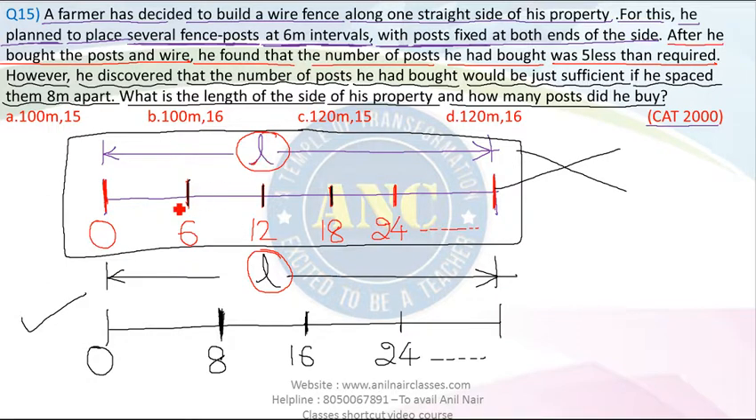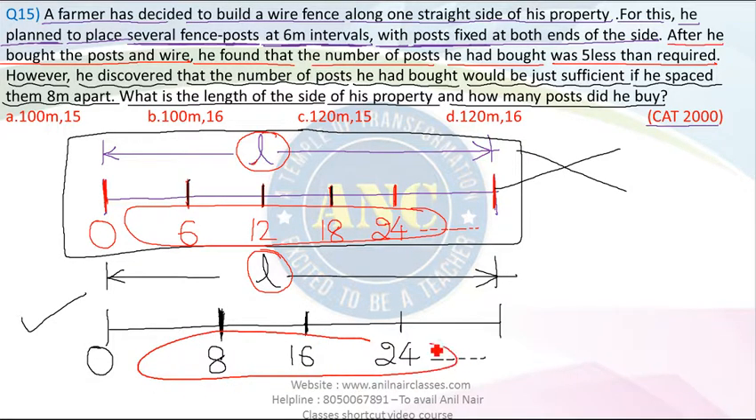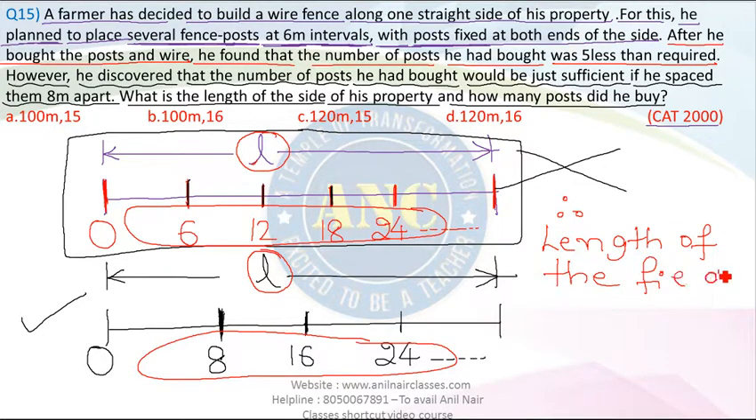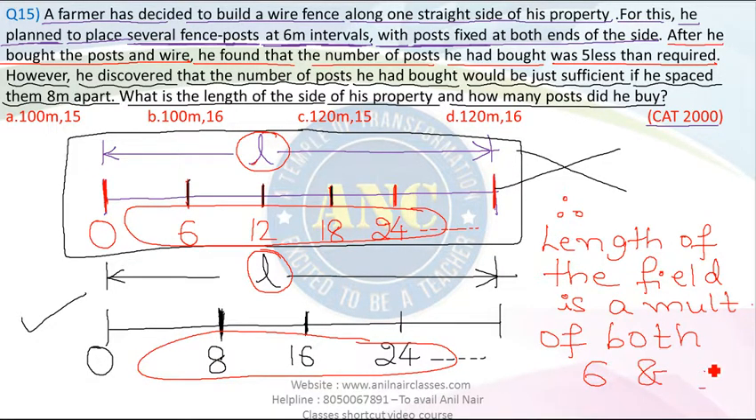In this case, length is nothing but a multiple of 6. In this case, length is nothing but a multiple of 8. That means, in simple language, we can conclude that the length of the field is a multiple of 6, and it is also a multiple of 8. Length of the field is a multiple of both 6 and 8.